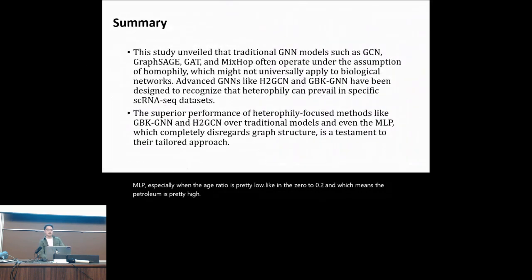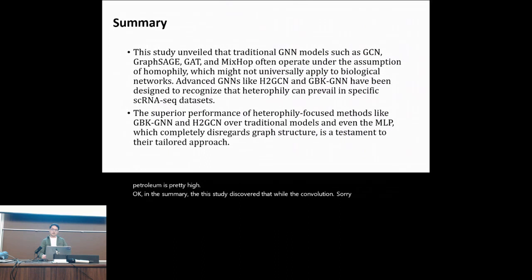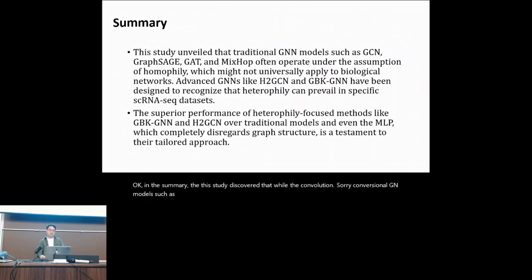Okay, in the summary, this study discovered that while the conventional GNN models such as GCN, GraphSAGE, GAT, and MixHop typically presume homophily in the biological networks, this assumption doesn't always hold up. So GNN models such as H2GCN and GBK-GNN have been specifically developed to acknowledge that the heterophily can be prevalent in specific single-cell RNA sequencing data sets.